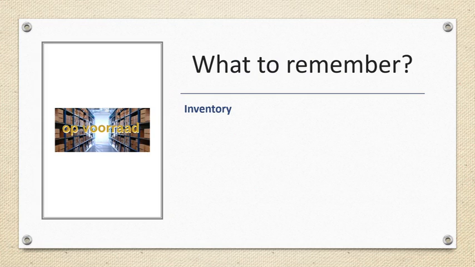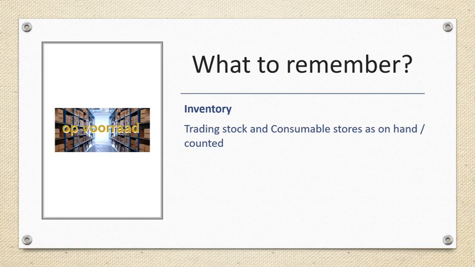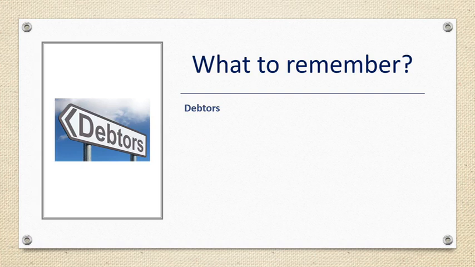Next thing, inventory. What do you show under inventory? The counted, the correct on-hand amount for trading stock and consumable stores. So in the adjustment, they will tell you that according to the physical stock take, the following was on hand, inventory, consumables. That is what you show on the statement of financial position, because that is what you have on hand. Not the difference, but on hand.